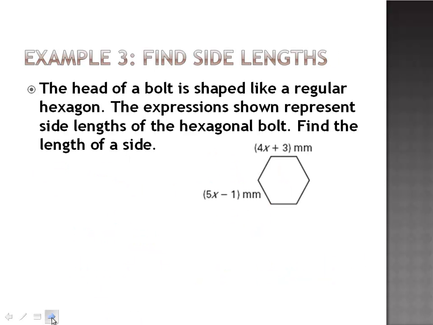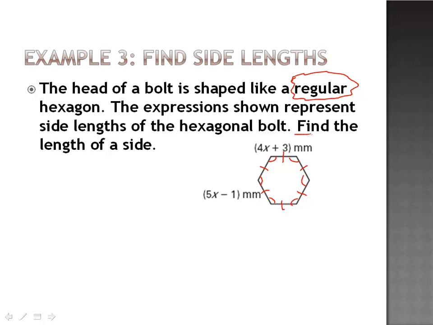Example 3. The head of a bolt is shaped like a regular hexagon. The expression shown represents side lengths of the hexagonal bolt. Find the length of the side. Well, there is a key word in here, and that is regular. As soon as you see that it's regular, you can say, oh, all these side lengths are the same, and all these angles are the same as well.